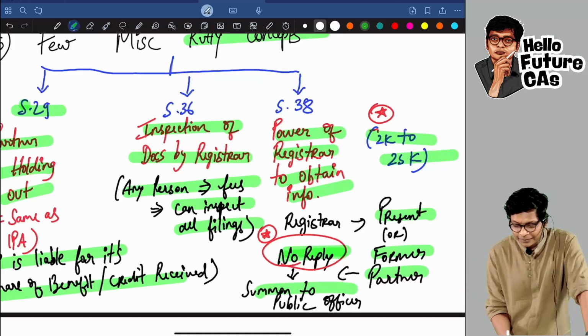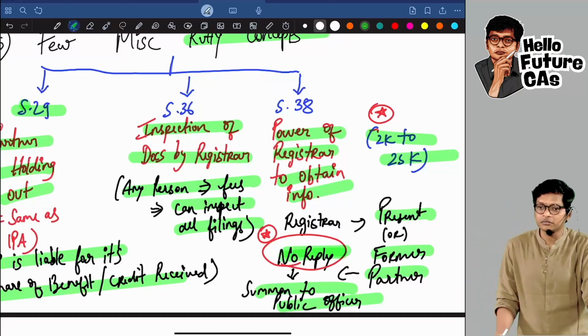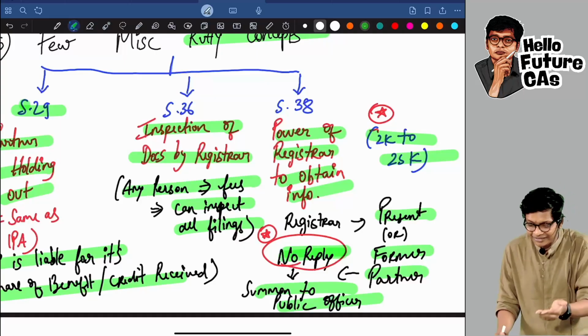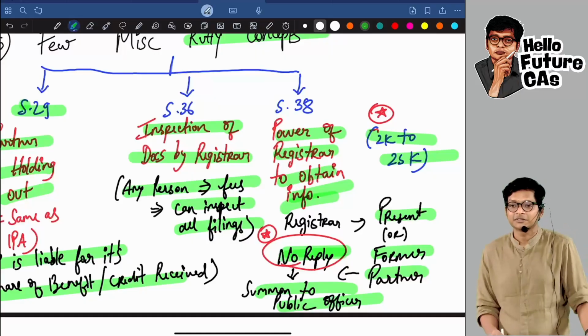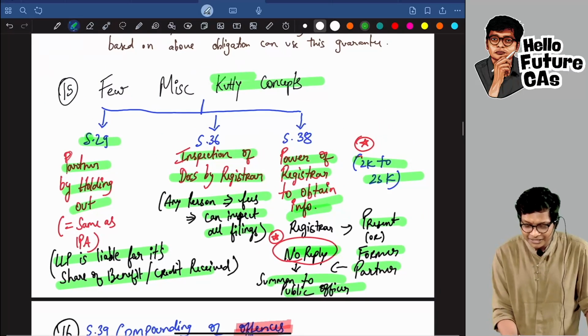Penalty also she never paid. No reply. Summon to public office. Bring her to the court. Are you following, guys? What are they asking? Information is asked. Why are you not giving it? That means something is wrong. Are you following, guys? These are some miscellaneous small concepts, guys.